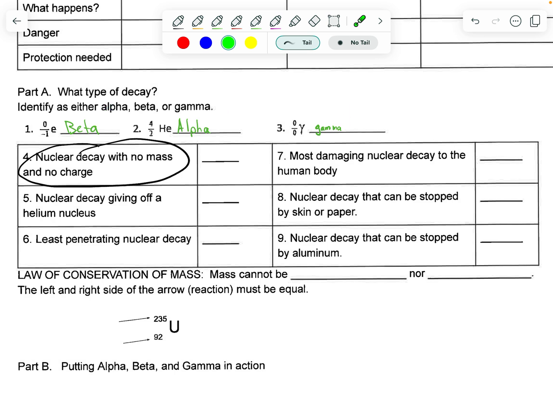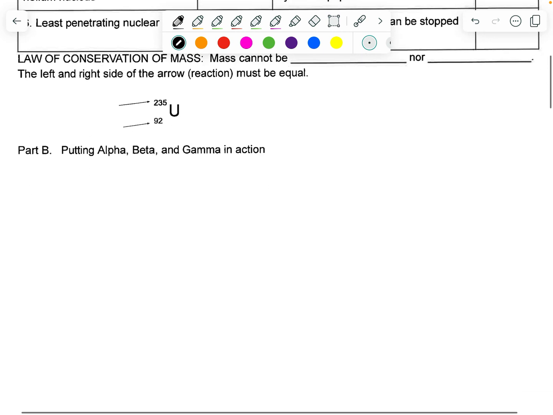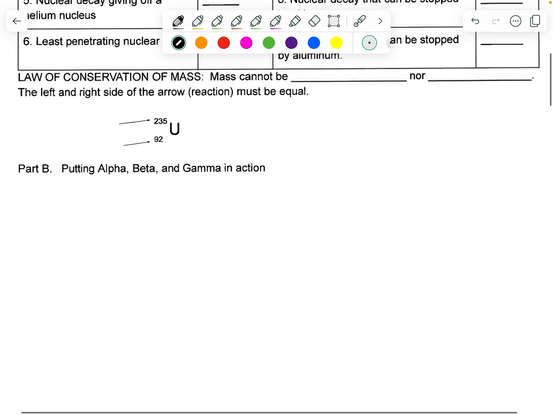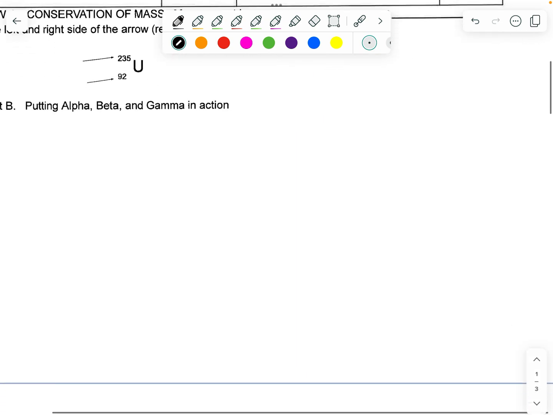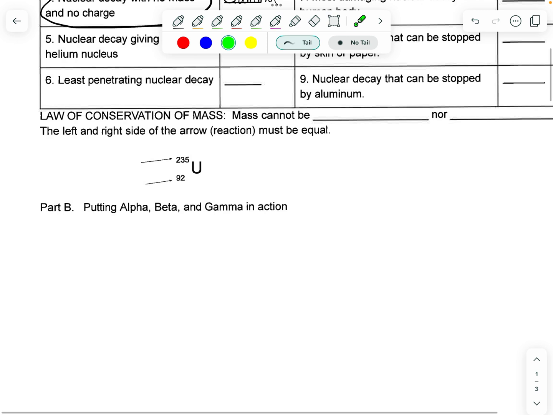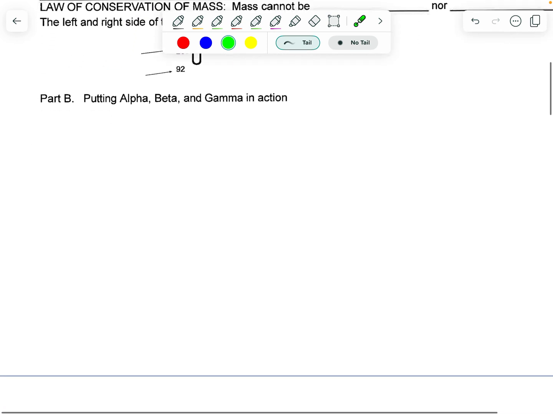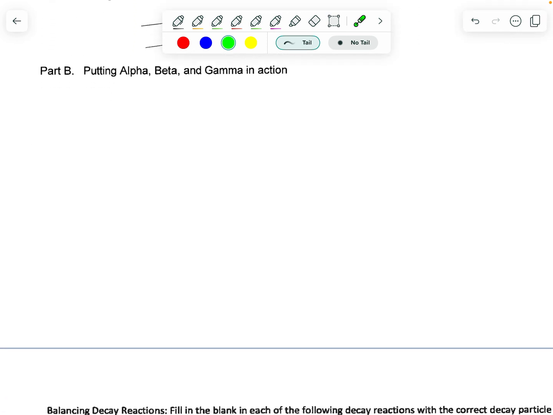radiations. And for number 4, where it says nuclear decay with no mass and no charge, the only one that does not change the mass and does not change the charge is gamma. So we'd write that down here. These parts should be in your notes on the slides so you can find their answers. But for part B, you're going to need a little bit of assistance here.